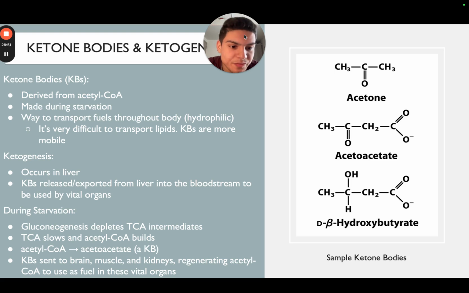And so the way we break down these fat stores and utilize them as energy is through these ketone bodies and ketogenesis. So ketone bodies are derived from acetyl-CoA, the broken down monomers of fatty acids, and they're made during starvation, and they're used as a way to fuel the body whenever we're going through times of starvation. And so ketogenesis occurs basically only in the liver, and KBs are exported from the liver into the bloodstream to be used by vital organs. Now, it's a whole complex pathway. We will break it down.